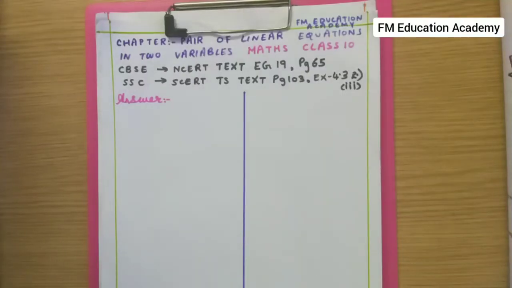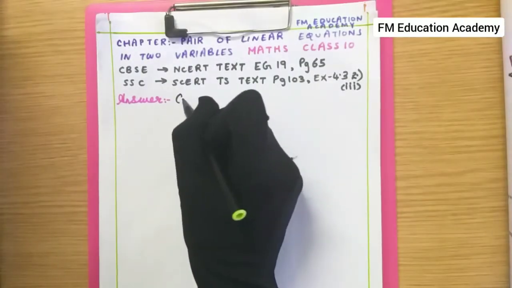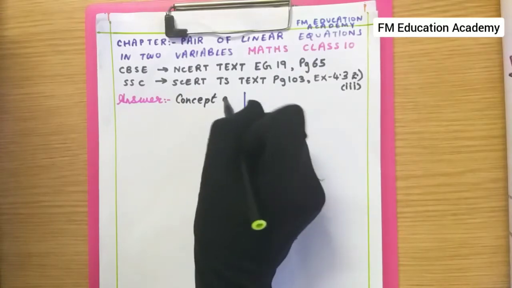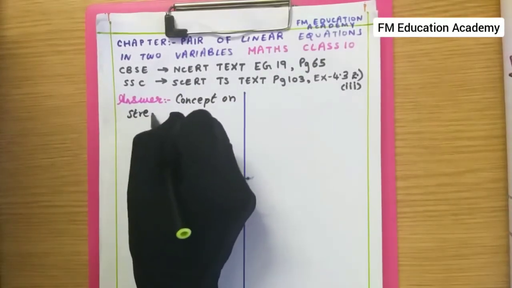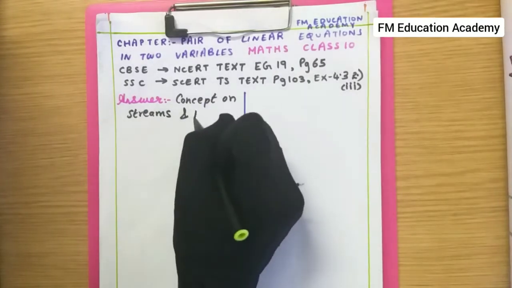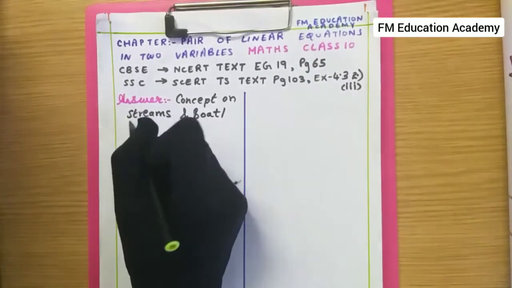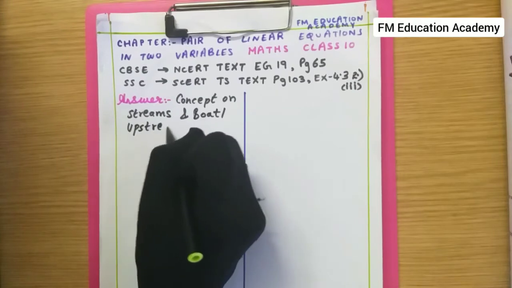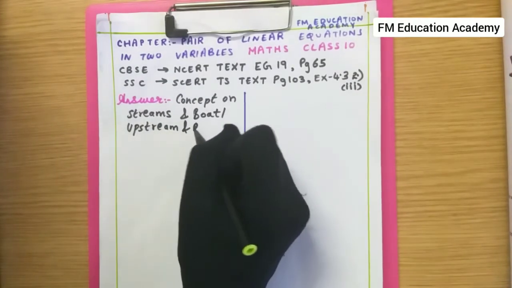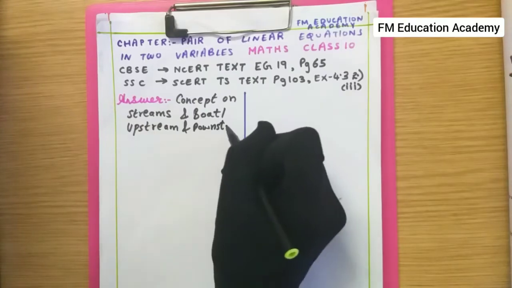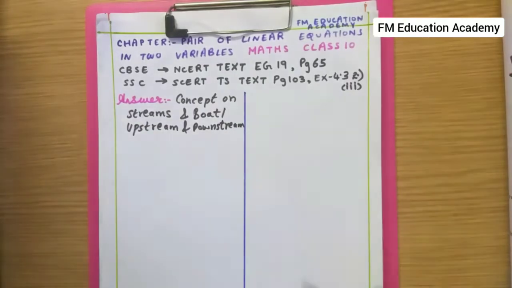In today's lecture, we are going to see the concept of streams and boats, or we can also say it is a concept of upstream and downstream. This concept is also useful in solving aptitude questions for competitive exams, and this question is also present in the class 10th maths textbook of NCERT and SCERT, that is for CBSE students and for SSC students, in the chapter Pair of Linear Equations in Two Variables.